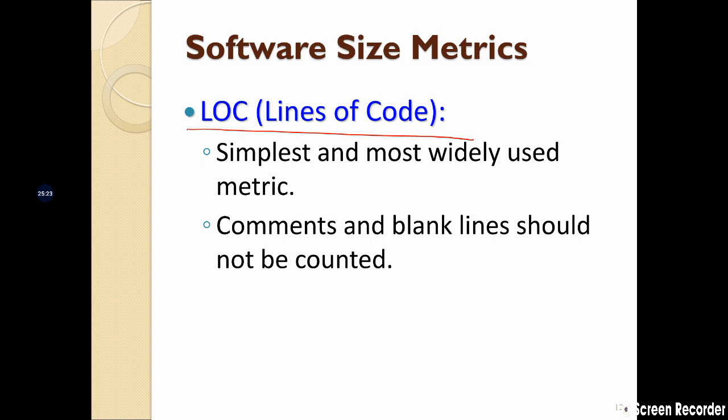Now, in order to find the size of the software, lines of code is the most commonly used parameter. And when you're finding out the lines of code, we should not count the comments, that internal documentation, and any blank line. So if you are writing code where you're leaving some space, you should not add these as lines of code. Or if you're writing some comments, these comments should not be added as lines of code. So that's an important point.